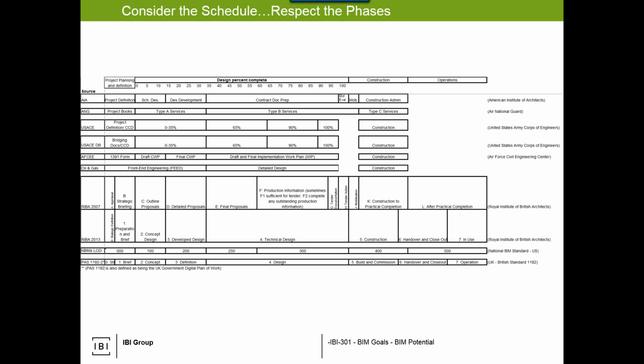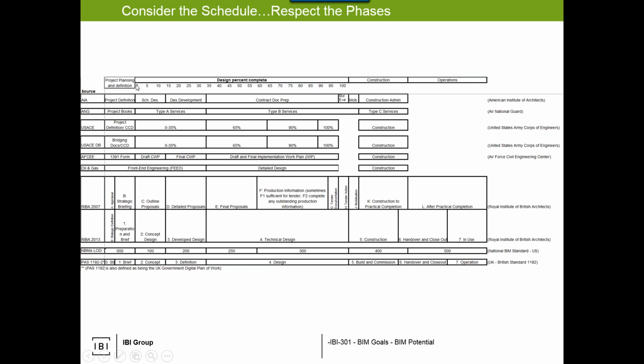Very briefly here, because it's a global audience, some of my examples, I don't know if you can see my cursor, but the first line is AIA, so that's your PD, SDD, DCD. But for me, it's respect the schedule, respect the phases. It doesn't matter what your delivery approach is, whether you're using FEED for oil and gas, or the RIBA 2007 or 2013, they all align, in my opinion, to be exactly the same thing. And that's the important thing.